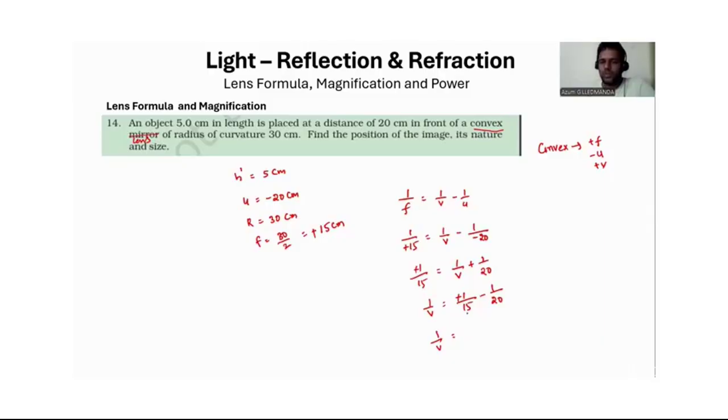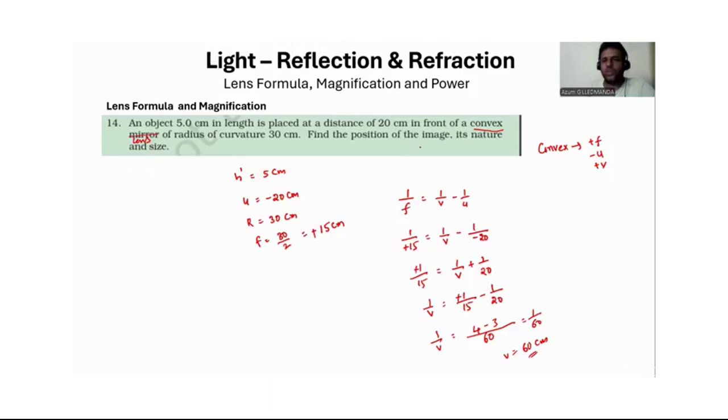Okay. So what's the LCM here? 15 and 20. Can we say 60? Yeah, 60. So 15 fours minus 3s. So this is 1 by 60. That means V equal to 60 centimeters. So the image is formed at 60 centimeters away from the lens.